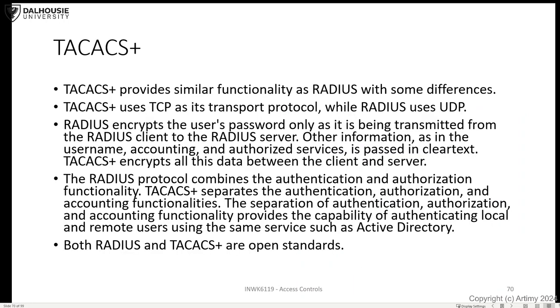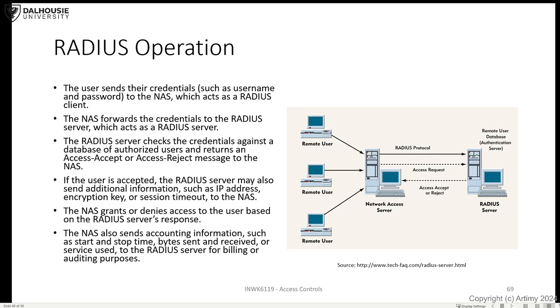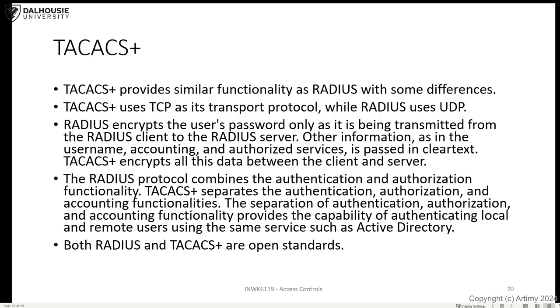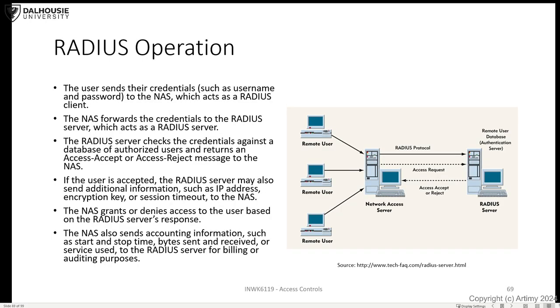Other information, such as the accounting, authorized services, etc., is passed as clear text. So the only thing that is being encrypted is the password. I hope I said the password the first time, not the username and password. But anyway, the only thing that is being encrypted is the password. Everything else is sent as clear text. TACACS Plus, on the other hand, encrypts all this data. So all the connection between the NAS and the back-end server is encrypted.